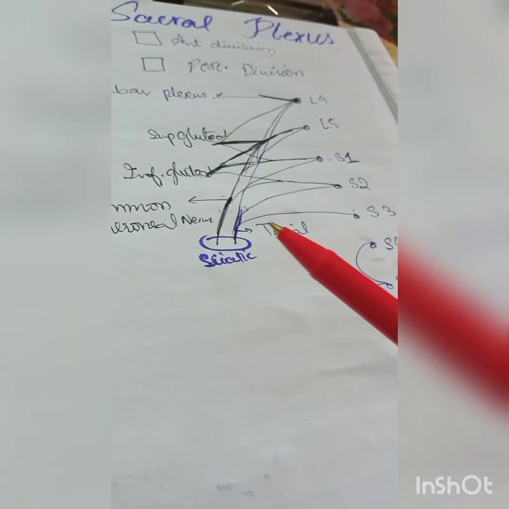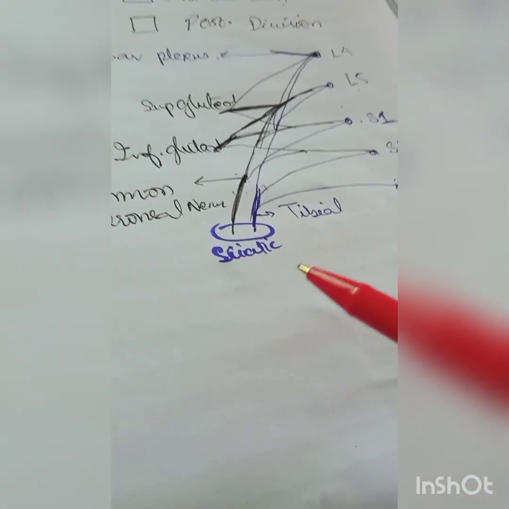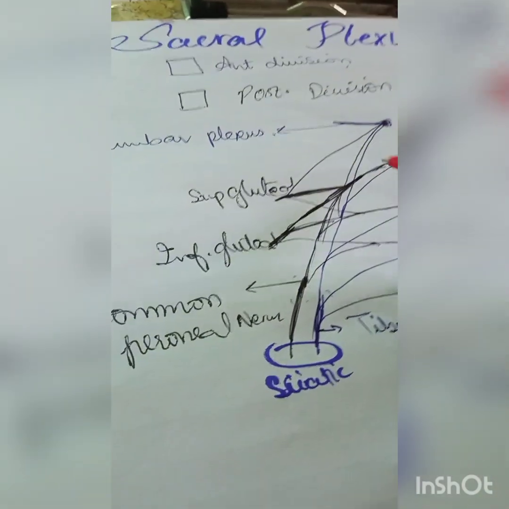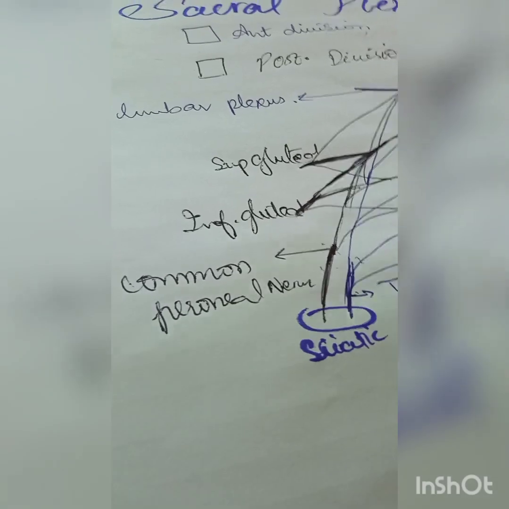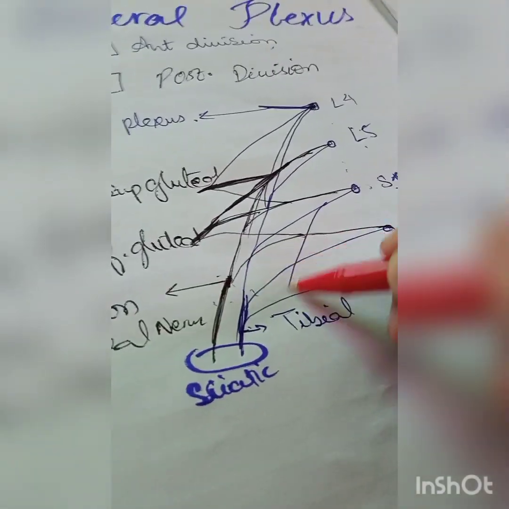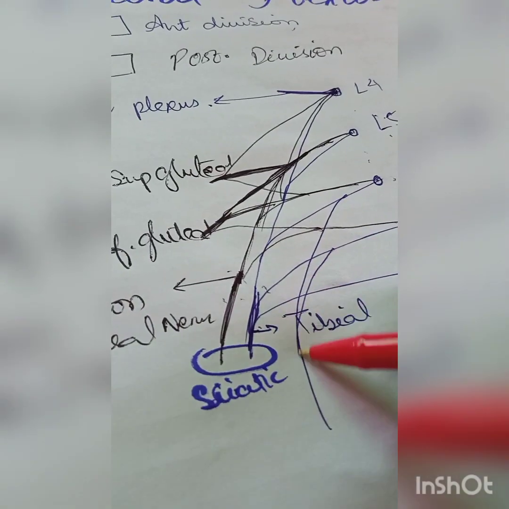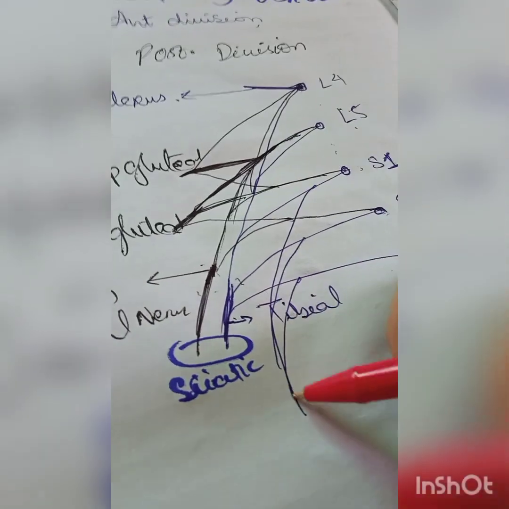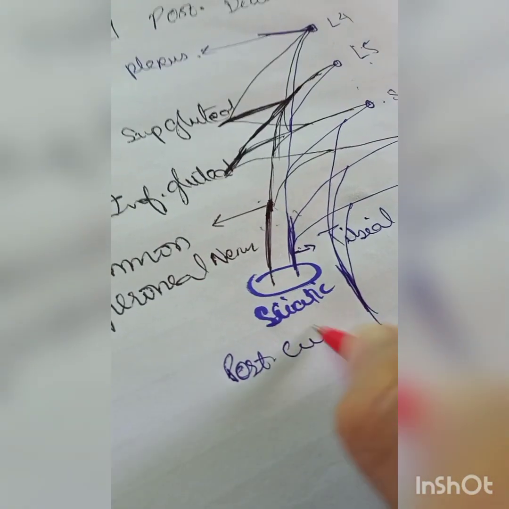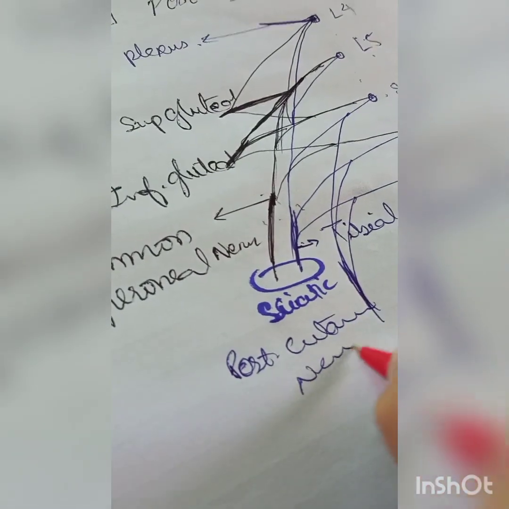For the posterior cutaneous nerve, I am holding the blue ballpoint to show you that it will be made from our anterior division, from the tibial part. Just as the tibial part came from the anterior, this one will also be made from the anterior division. It is S1, S2 and S3. So here we go, S1, S2 and S3. This is the posterior cutaneous nerve of the thigh.